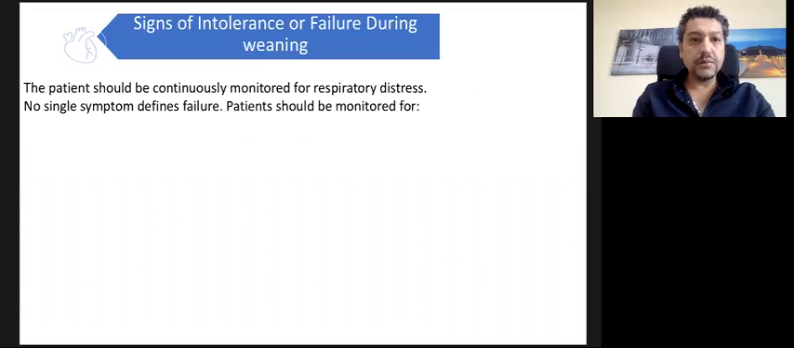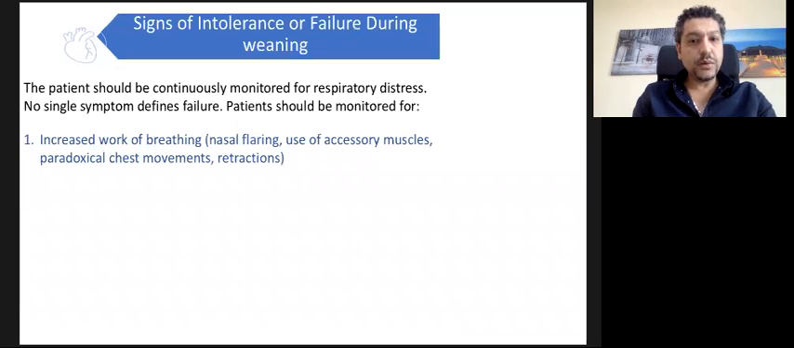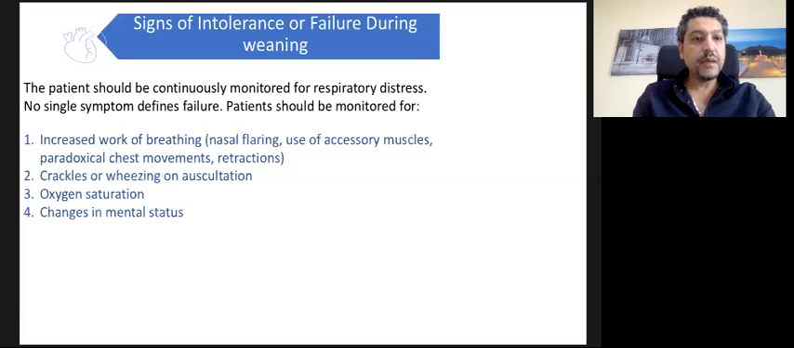Here are signs of intolerance or failure during the weaning process. They are all signs, in fact, to portend the failure of weaning if they are present. First is increased work of breathing, like nasal flaring, you know all these signs, use of accessory muscles, apprehension, tachypnea, retractions, then crackles or wheezing on auscultation, oxygen saturation, if it's low, change in the mental status if the patient started to be in somnolence or confused or obtunded, you have to recheck your parameters again.